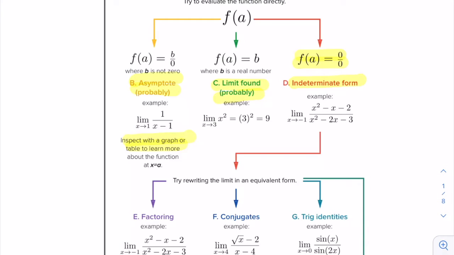So if we plugged in -1 here, we'd get 0 over 0. In the last section, we just went back to our failsafe of using a graph or a table to find that limit. Now we're going to look at some ways that we can actually find that limit algebraically.